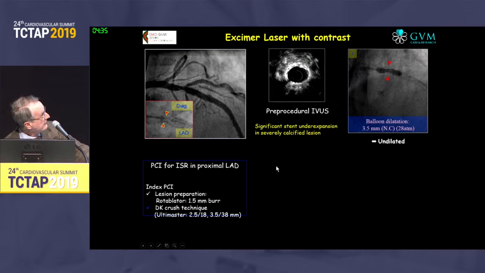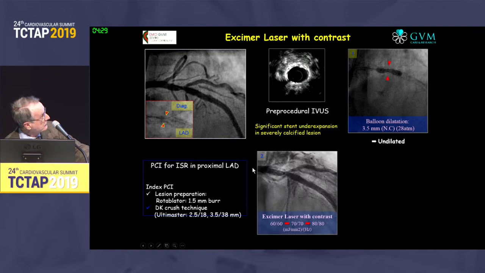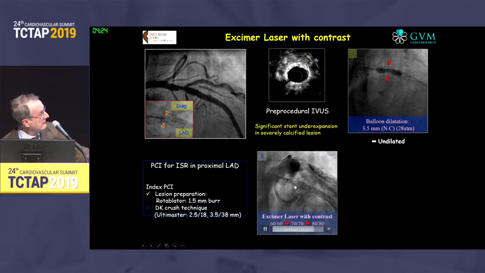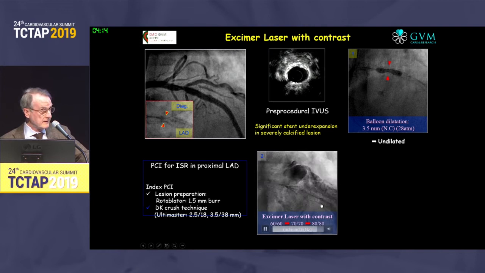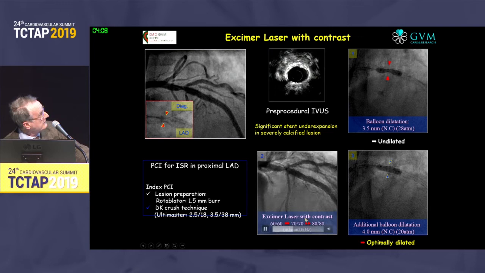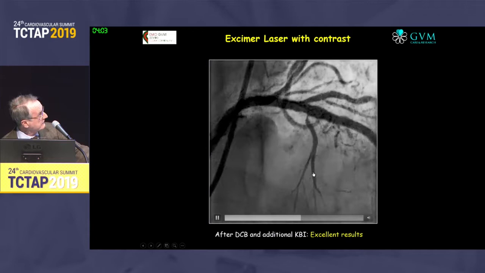The point is that the laser is not always available, and it's expensive. I would not use a probe bigger than 0.9, because a bigger probe gives too many bubbles, and the bubbles are CO2 bubbles and give distal embolization, which is not really liked by the distal bed. But here the balloon expands very well, and the result is really great. So I think this is a possibility.